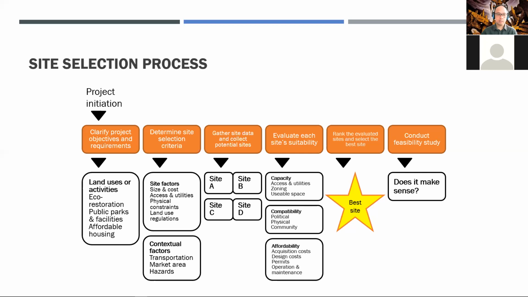Now that you have the criteria, you've got site options. Step 4 would be to evaluate each site's suitability. Once you've identified the potential sites, additional data are needed to assess each site's suitability for the proposed project. Evaluating site suitability typically involves the analysis of both quantitative and qualitative data.